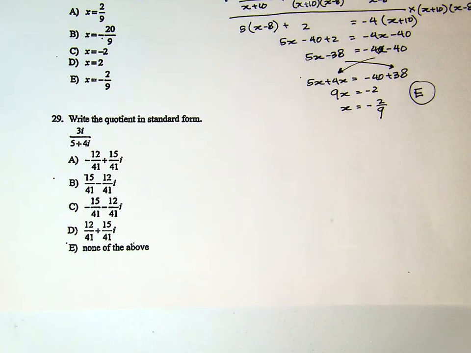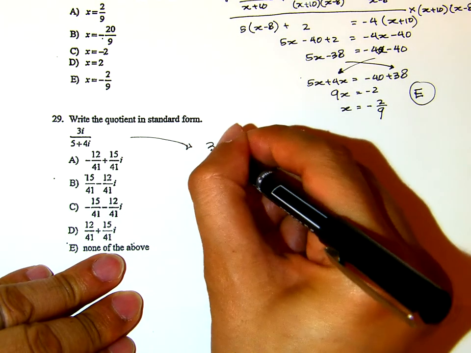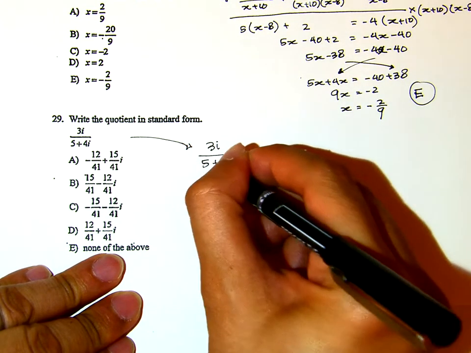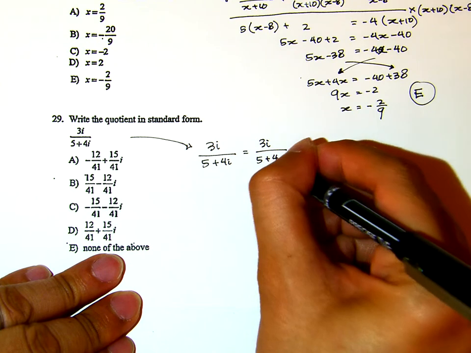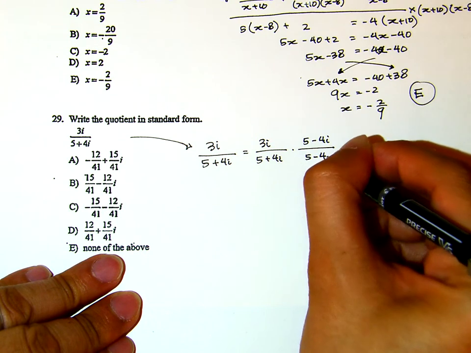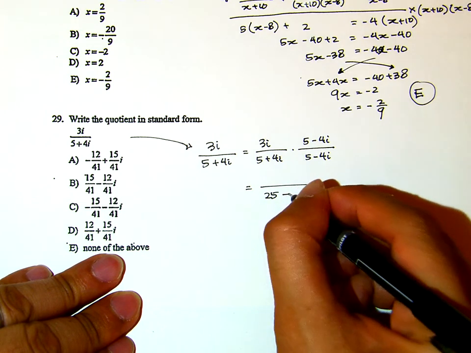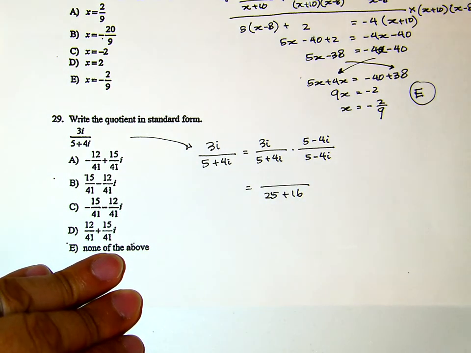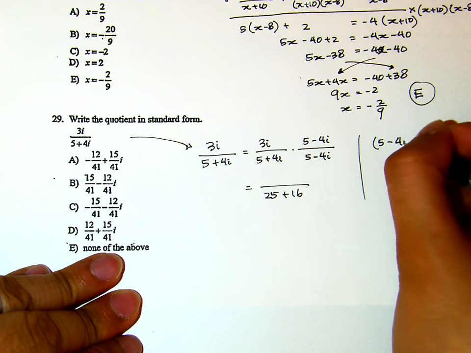Write the quotient in standard form. Here we have the division of two complex numbers. Now what I will do next is multiply by the conjugate so that the denominator is rationalized. I will multiply by the conjugate of the denominator, which is 5 - 4i. Now what is the purpose? So that the denominator becomes 25 + 16. I wonder if you know the reason behind it. Well, it's really about the difference of squares.